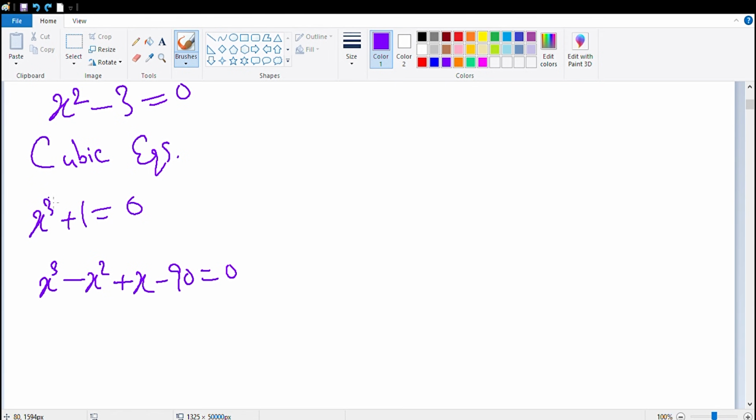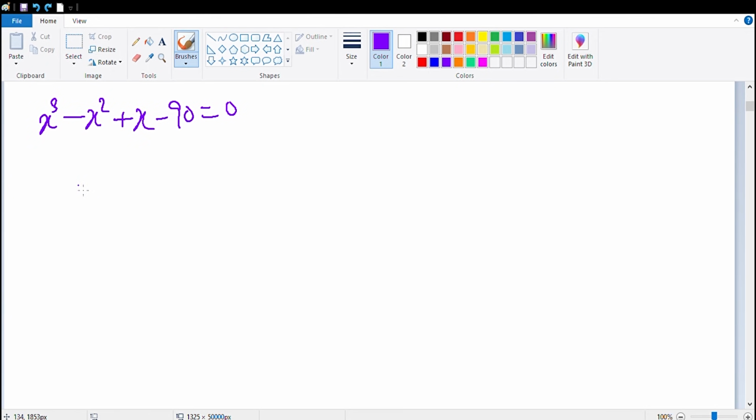All that we need to do to have a cubic equation is that this value of the exponent must be max 3. There can't be one higher than that. Or there can be x cubed minus 5x is equal to 0. Stuff like that.